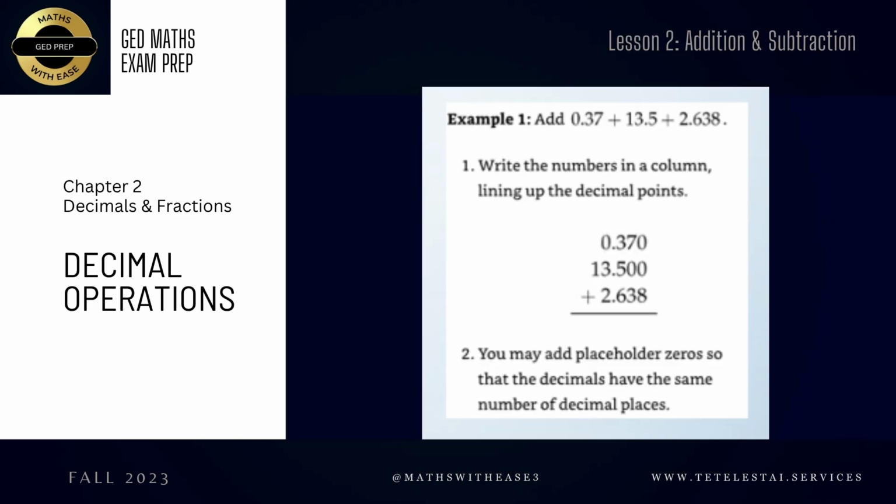In this example, we're asked to add 0.37 plus 13.5 plus 2.638. So you want to start by stacking your numbers into a column, and then making sure to carefully align the decimal points in your stack. Then you want to add zeros as placeholders so that each number in your column has the same number of decimal places after the decimal point.